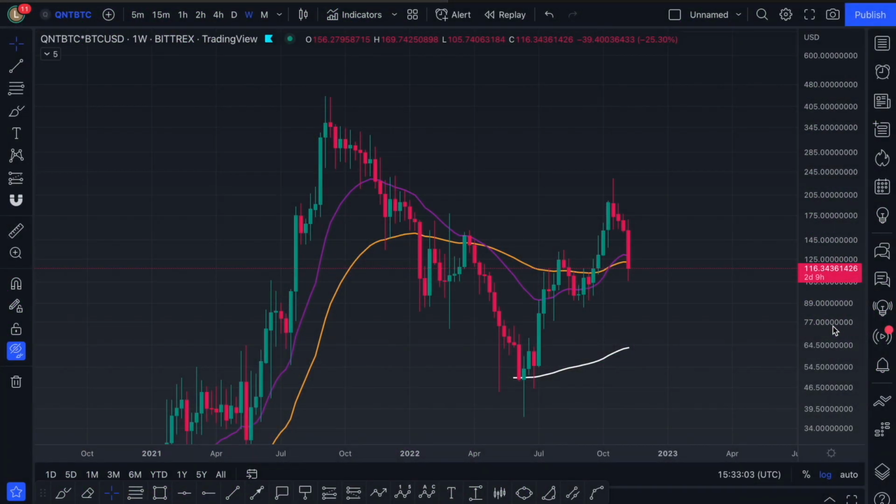Today we'll be looking at Quant on the weekly time frame. We can see that currently we are below $122, which is the 55 weekly EMA over here. If we see a weekly close below this, it's a signal that we have invalidated this weekly bullish cross. It means that this is no longer weekly bullish. It means that we should actually expect downside.